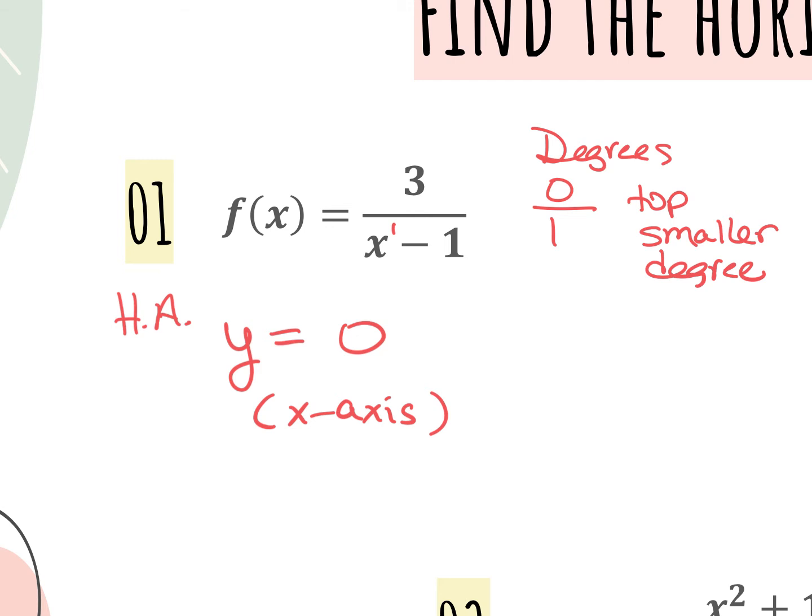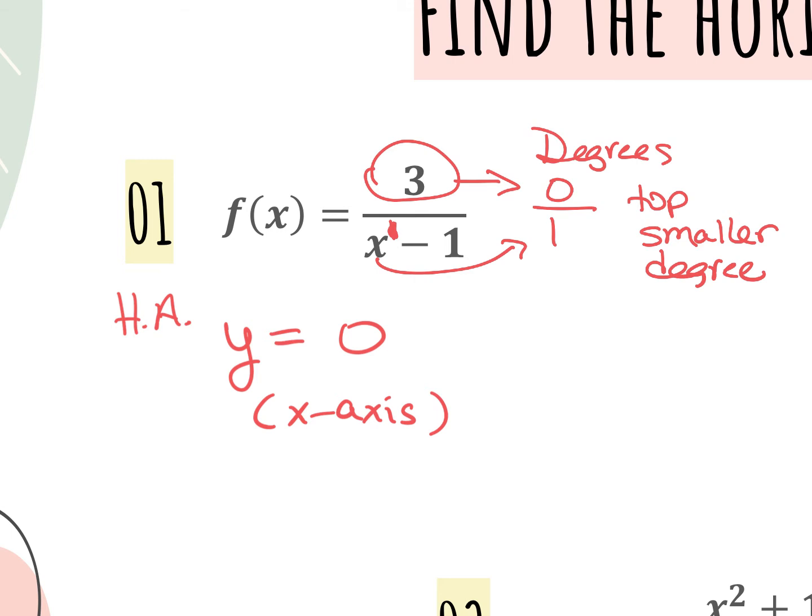Whenever I abbreviate horizontal asymptote in these notes, I'm just going to put HA. Because the constant always has a degree of 0. The x has an assumed 1. Its power is 1, so this degree is 1.